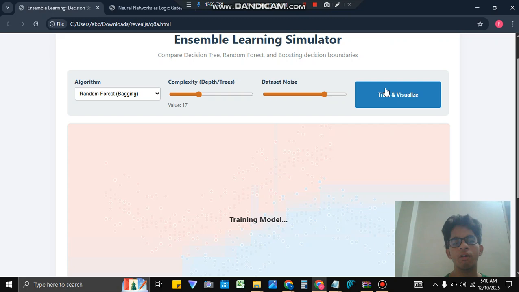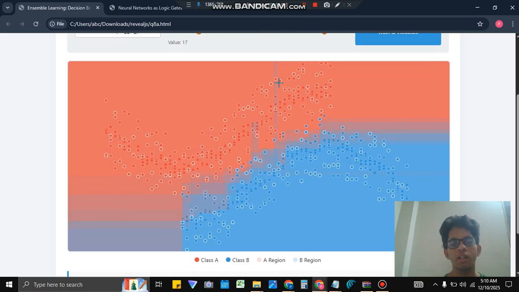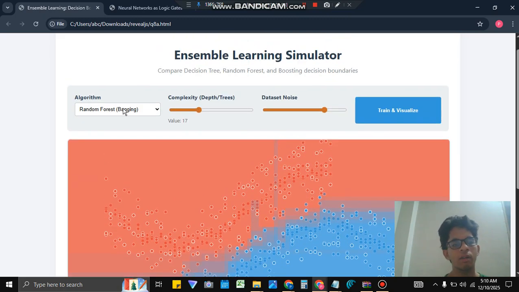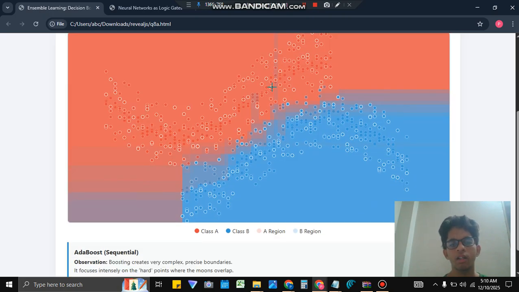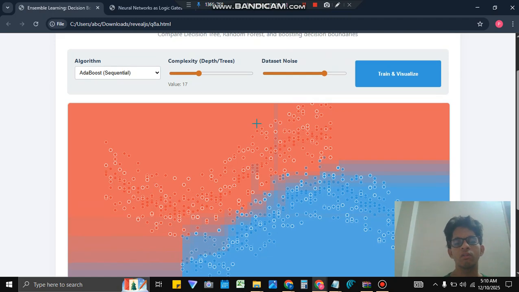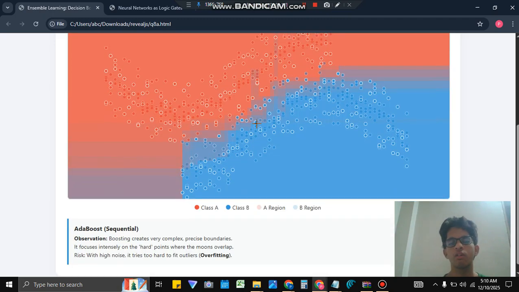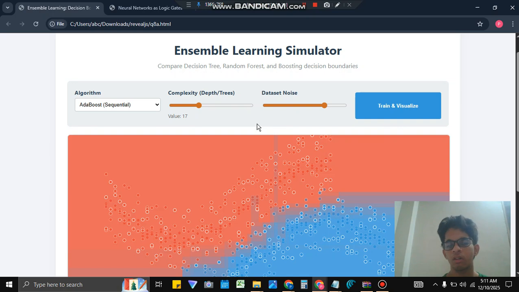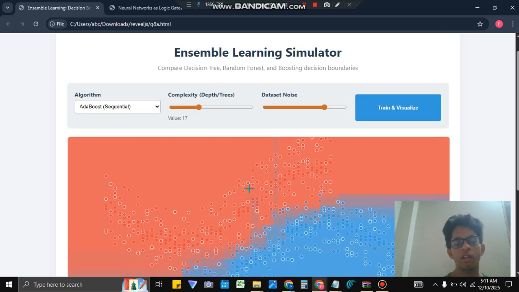If we talk about random forest with the same thing, it too does that. But if we talk about boosting algorithm, it has the least amount of false positives. So that is how the strength and weakness is compared, and how we can visualize between these three models, which is decision tree, random forest, and boosting.